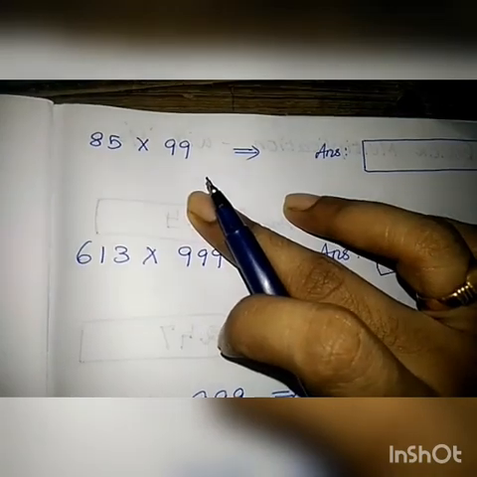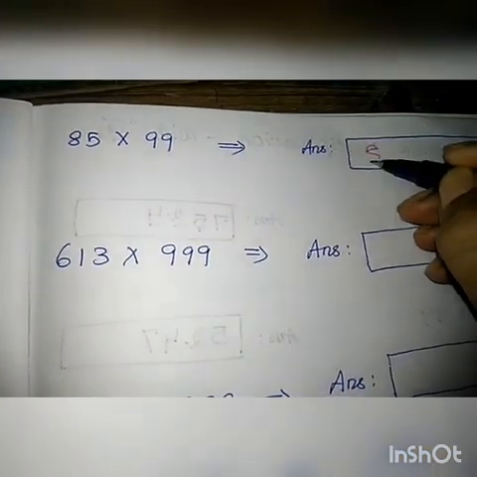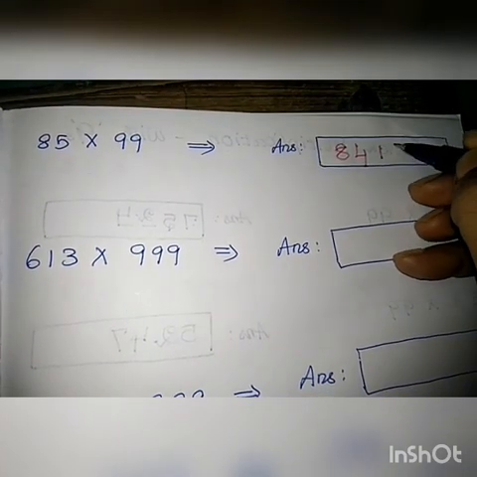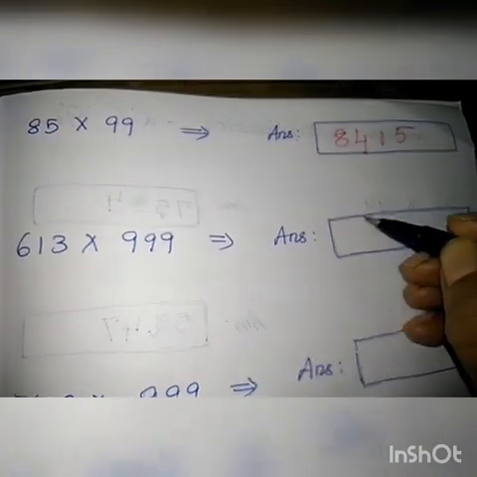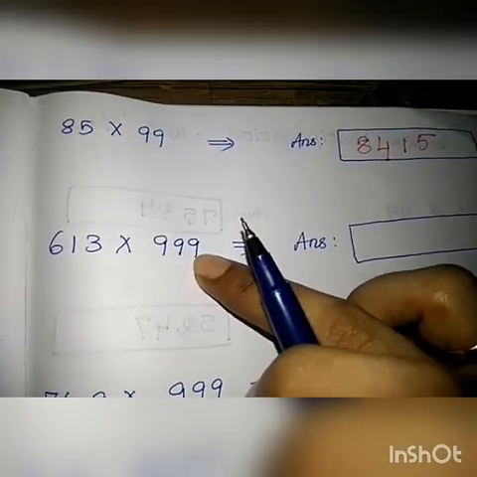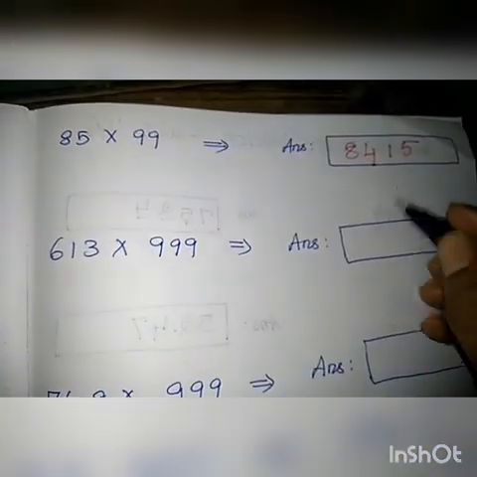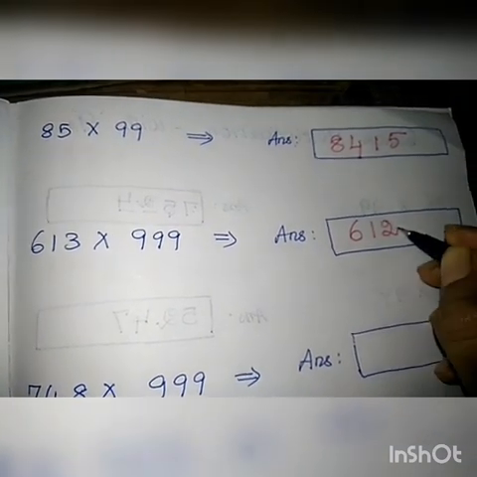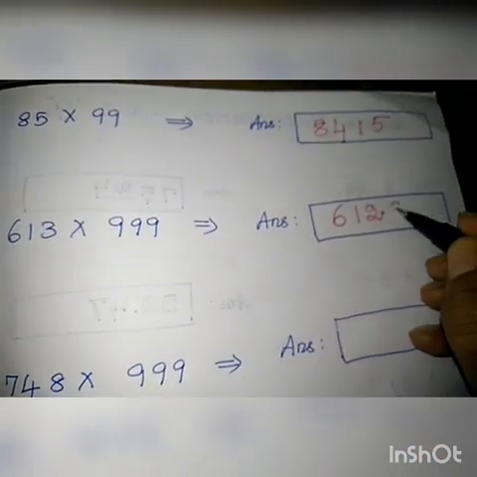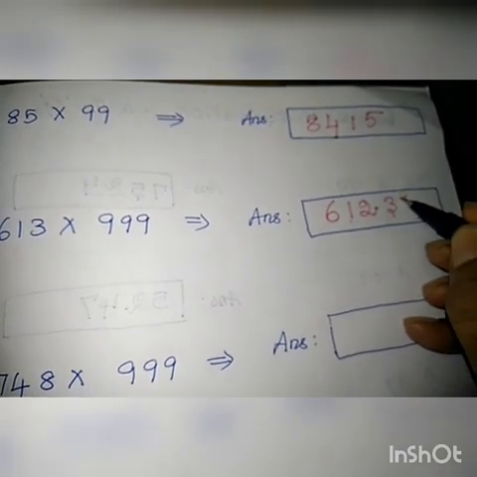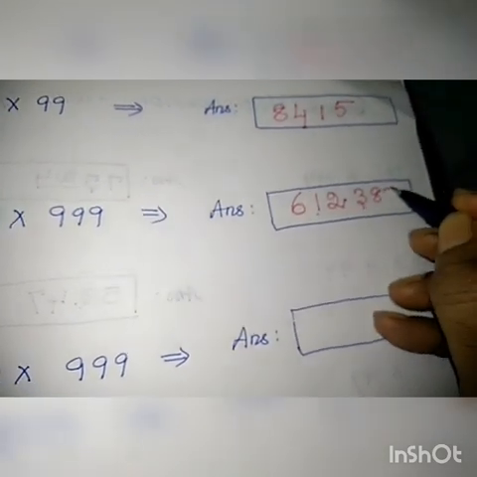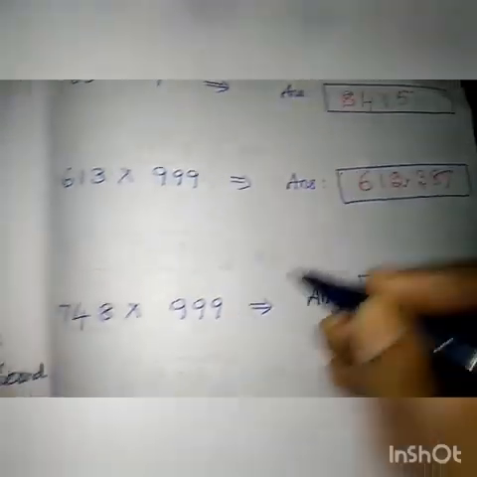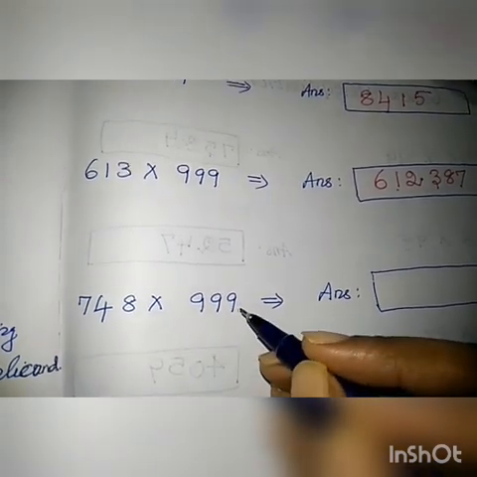Next one, 85 into 99. Preceding number to 85 is 84. First 9 minus 8 is 1. Second 9 minus 4 is 5. Final answer 8415. 613 into 999. What is this? 613, the preceding number will become 612. First 9 minus 6 is 3. Second 9 minus 1 is 8. Third 9 minus 2 is 7. Finally, my answer is 612387.